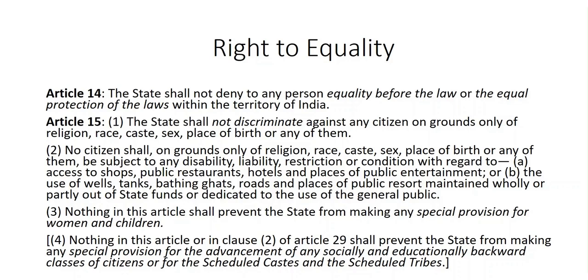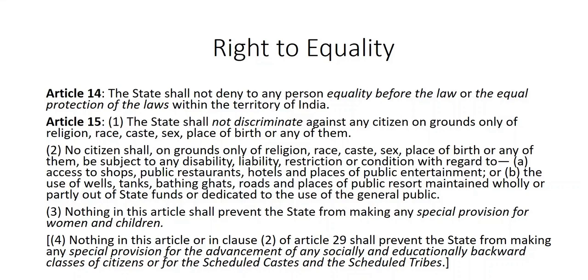Second part of Article 15 says that on the grounds of religion, race, caste, sex, place of birth or any of them, no person shall be subject to any liability, disability, restriction with regard to access to shops, public restaurants, hotels and places of public entertainment. What this means is अगर कोई भी public place है तो इन grounds पे distinction नहीं होगी, कोई और ground पे distinction हो सकती है. So in any shop, any public restaurant, nobody will be discriminated against.